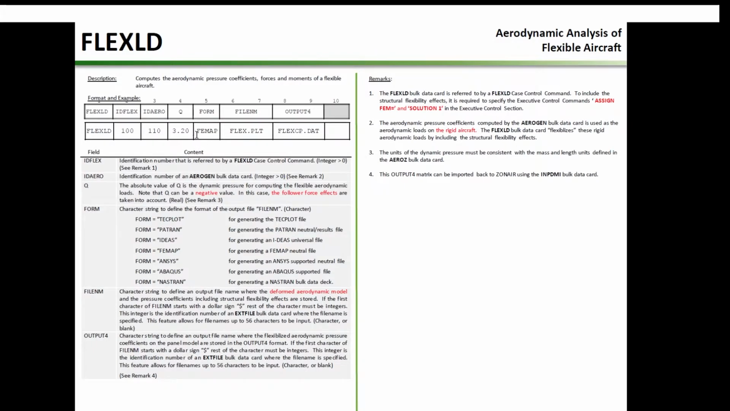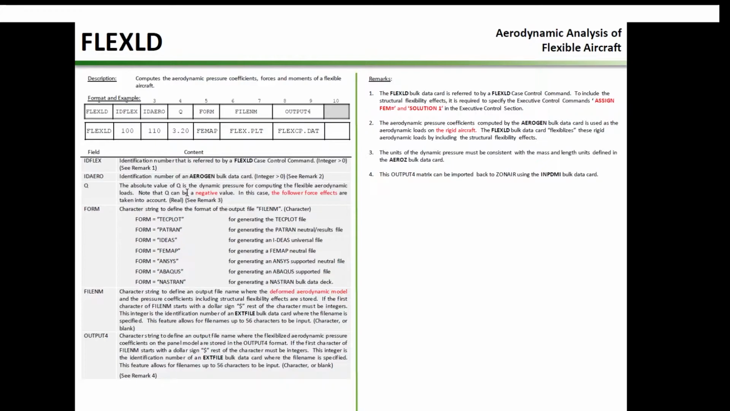So the FLEXLD card is referred to by the FLEXLD case control command. In the case control section, you have to specify FLEXLD equals an integer. That integer is the ID of the FLEXLD bulk card. Then you refer to an AEROGEN card. In this AEROGEN card, you specify the flight condition in terms of angle of attack, sideslip angle, and the control surface deflection, and so on. And then you have to specify a dynamic pressure.